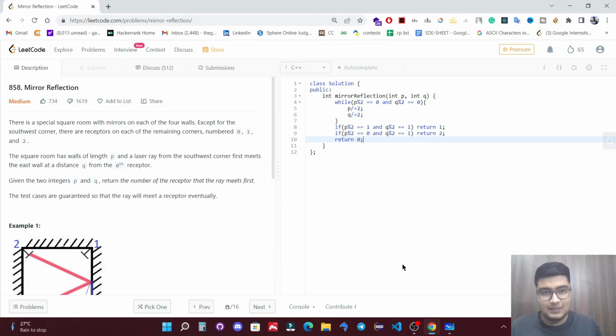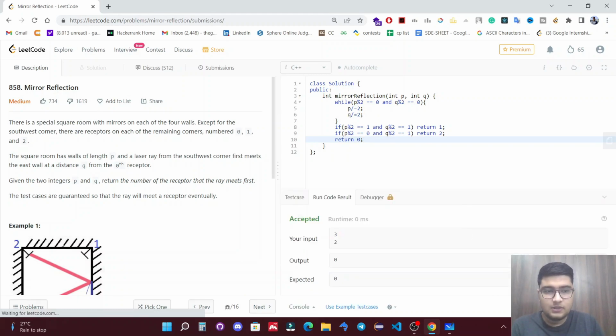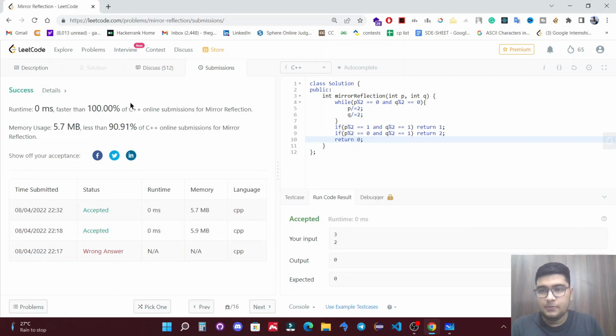I hope this is clear to you. This is a very simple approach to solve this question, and let's quickly try to run this on the sample test cases. Yeah, it's working fine. Let's submit this. Yeah, it's perfectly fine.